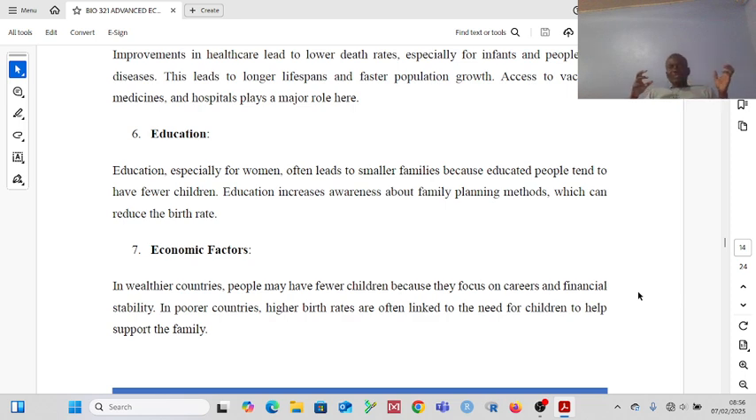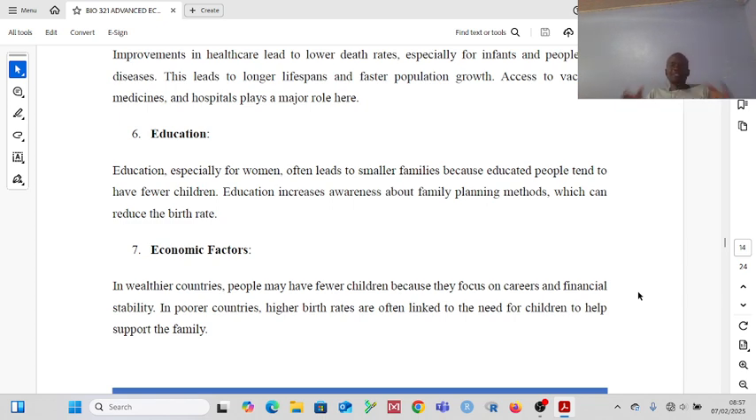So when you look at population growth in various countries, it is a factor of the economy. In the wealthier economies, you realize that people are having fewer children because they are focusing more on their careers and financial stability. But in countries that are relatively poorer, there is a higher birth rate, which is linked to the need to have more children so that they can support the family.